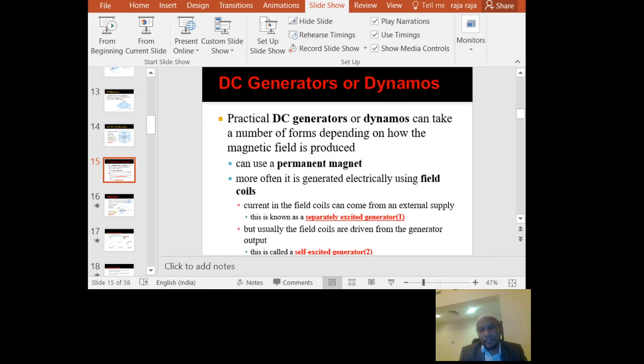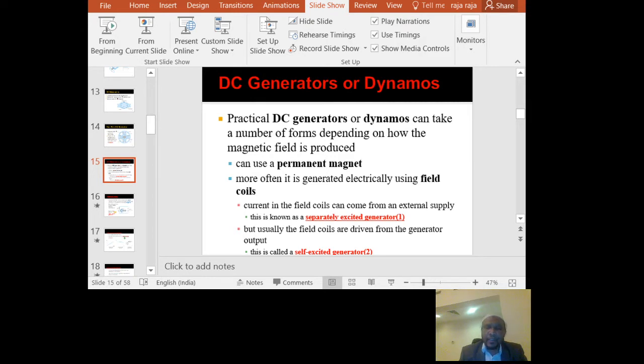Then we are going to see a little more on the DC motor, the real practical structure of the machine and what the main parts are. This is the information we are going to see in today's lecture. Okay, so the DC generator, or we can say dynamo, is another name.